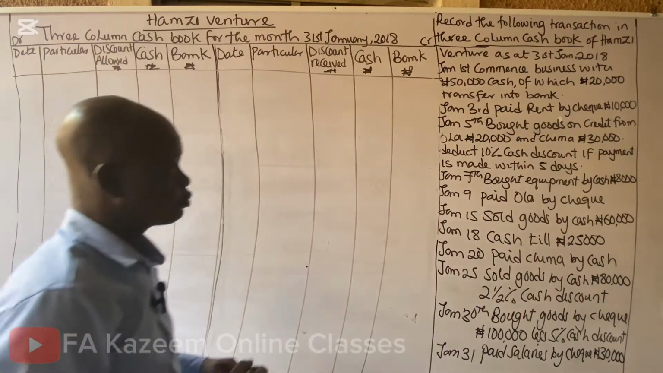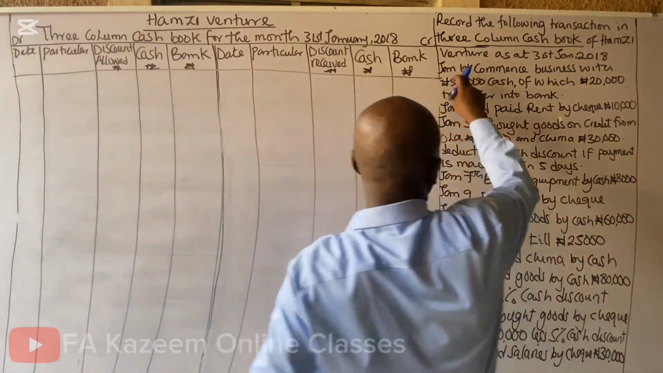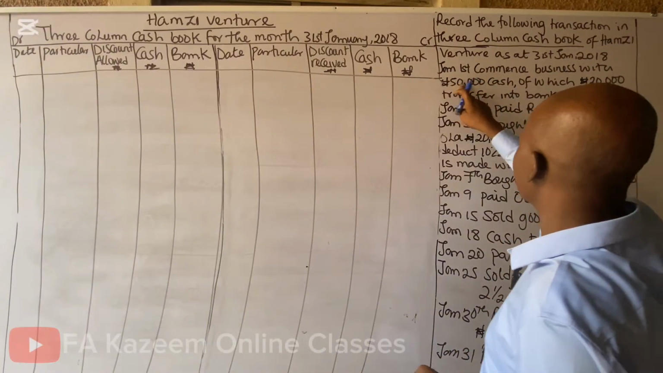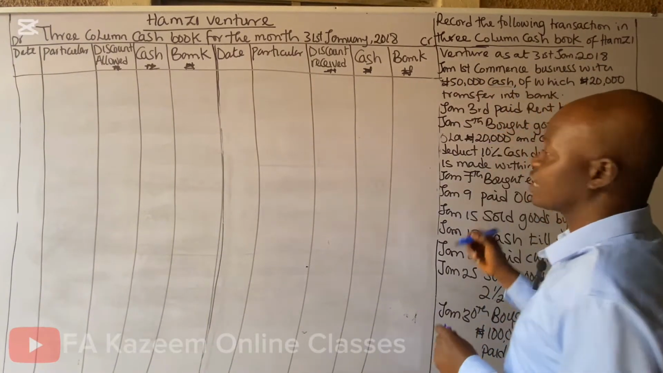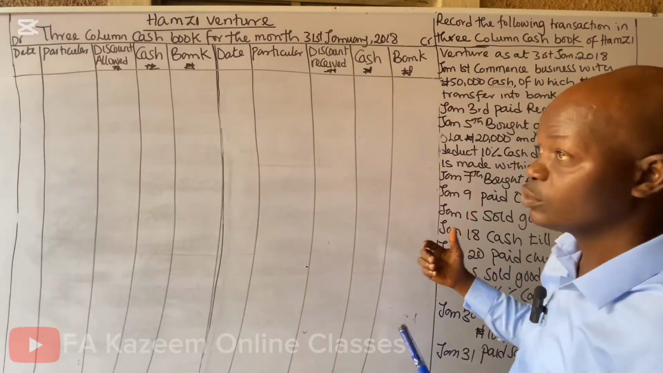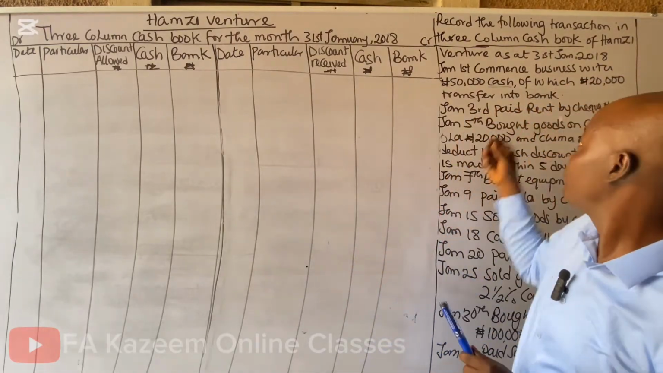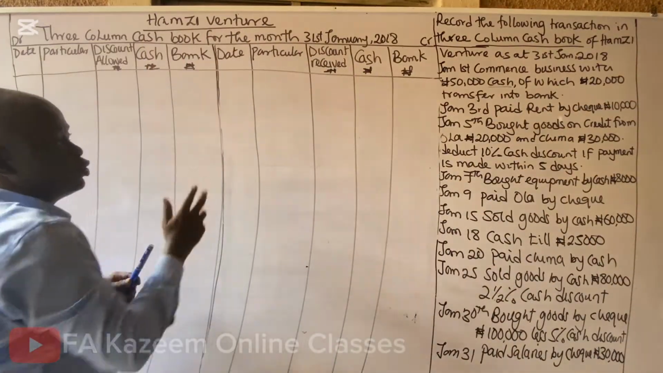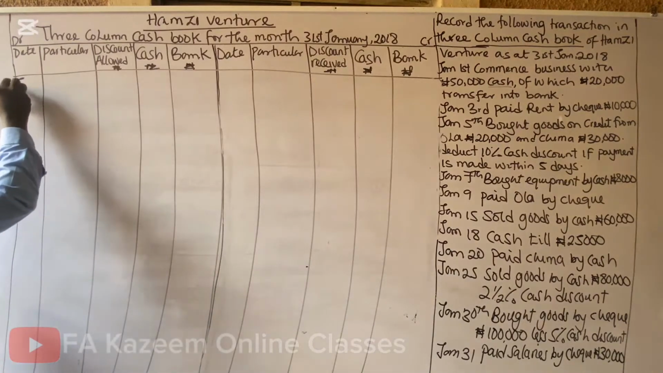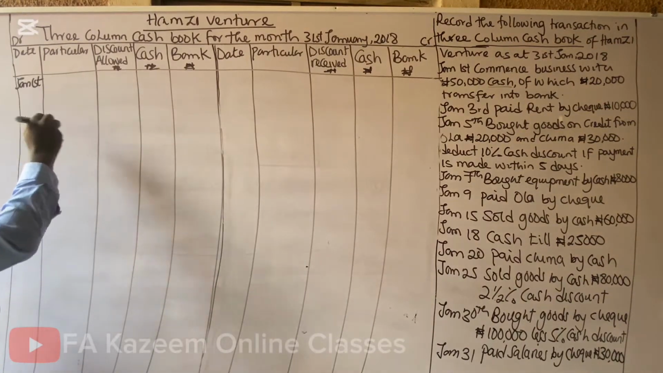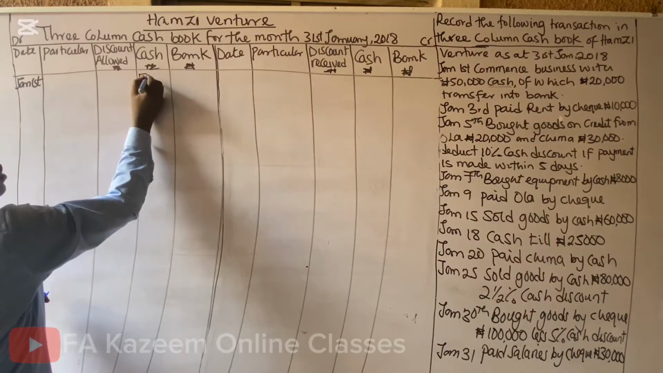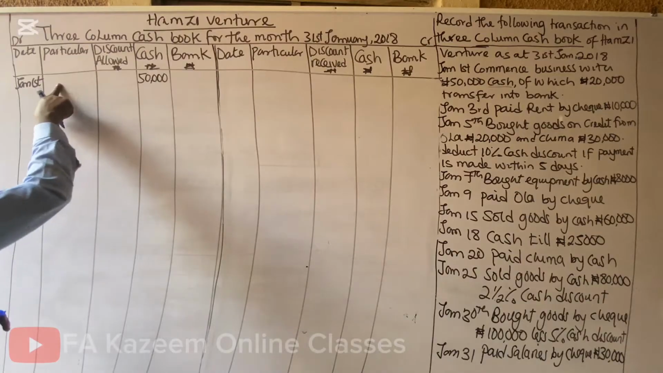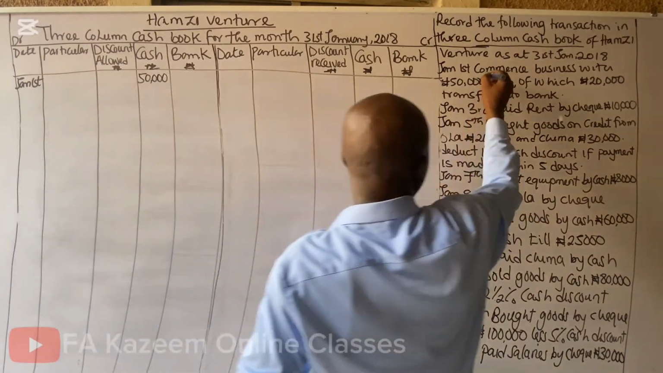One after the other. Let's look at the first one. It says January 1st, commence business with 50,000 naira cash. You see, I've underlined the cash. Commence business with 50,000 naira cash, which means 50,000 naira cash is introduced into AMSI Venture. What do you do? You debit. January 1st. How much? 50,000, inflow of cash into AMSI Venture. What will be in the particular? The particular will be commence.